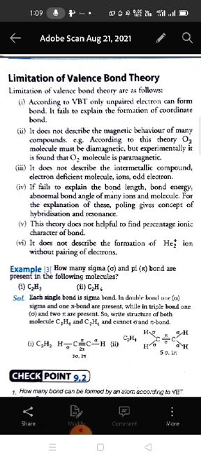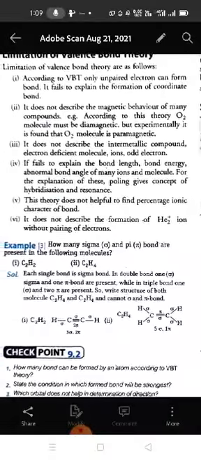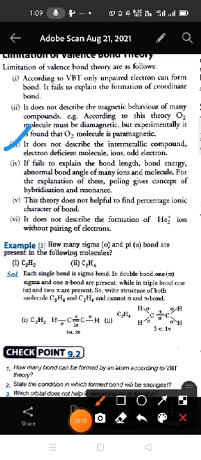The third limitation is that it does not describe intermetallic compounds, electron-deficient molecules, ions and odd electrons. Next, it fails to explain the bond length, bond energy and abnormal bond angles of many ions and molecules. For explanation of these, Pauling gave the concept of hybridization and resonance. These topics we will study further in the next class.